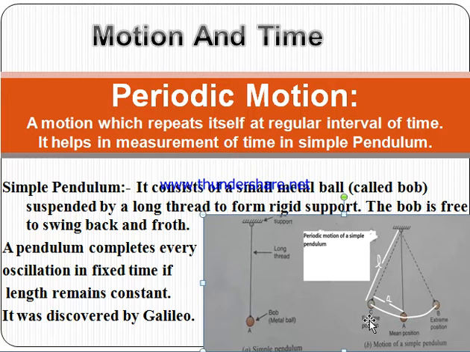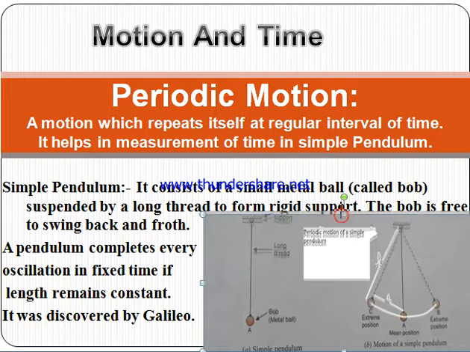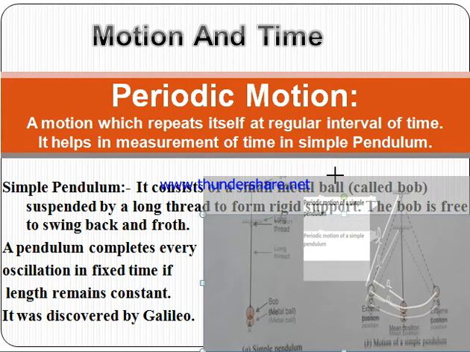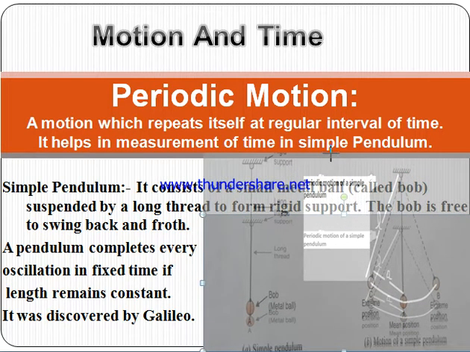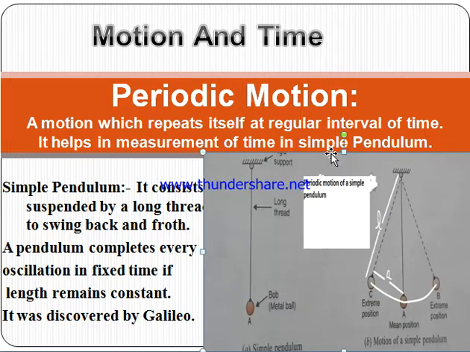It helps in the measurement of time using a simple pendulum. So what is a simple pendulum? This whole structure is known as a simple pendulum, which consists of a small metal ball known as a bob suspended by a long thread from a rigid support. The bob is free to move, and it swings back and forth.